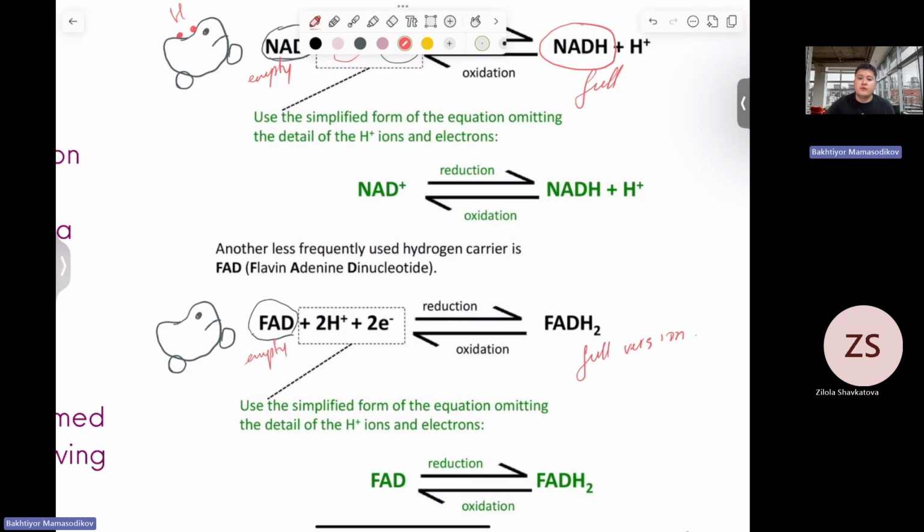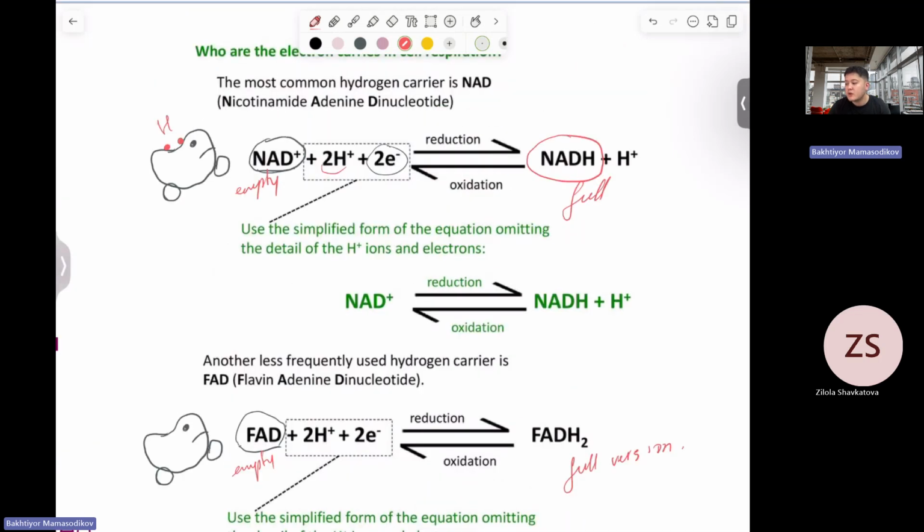Okay, it is the full version. So when NAD plus or FAD accept electrons, we say that it's reduced. You know the oxidation-reduction processes, right? When NAD plus, in its empty state, gets electrons to itself, we say it became reduced, I'm sorry.